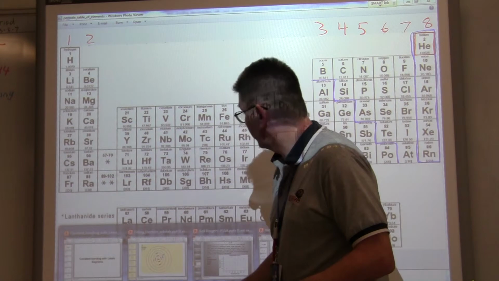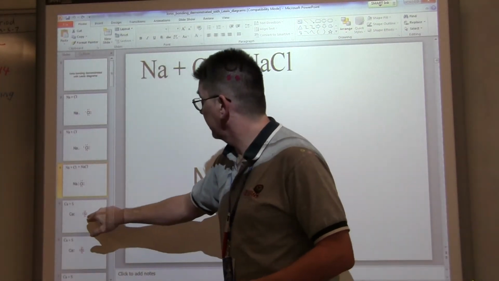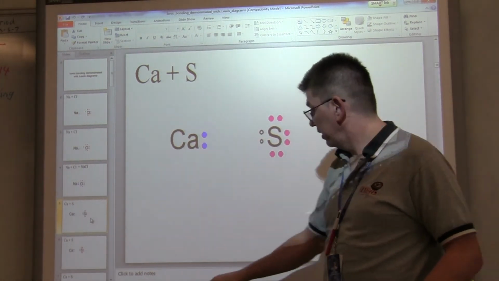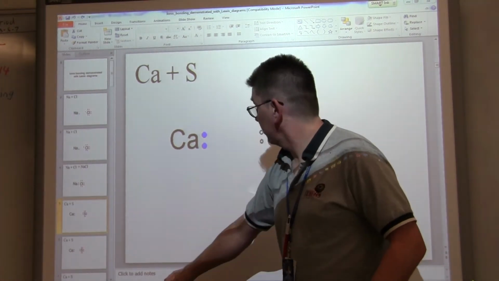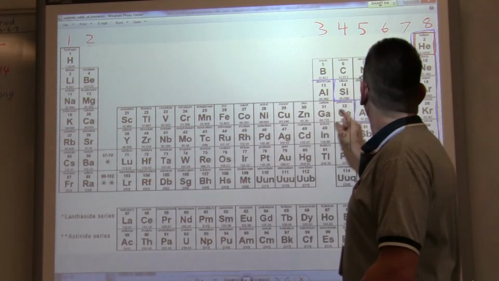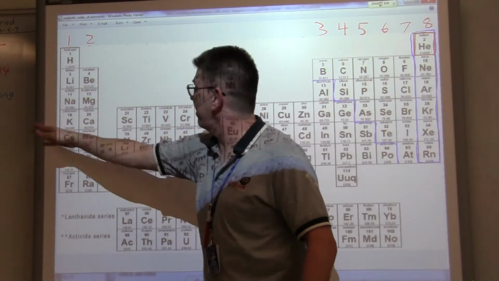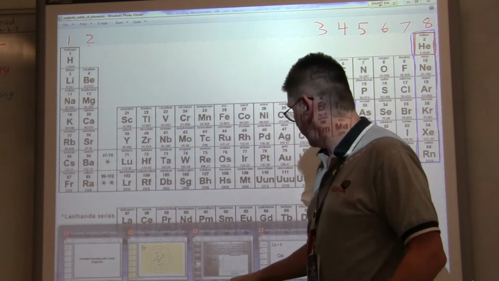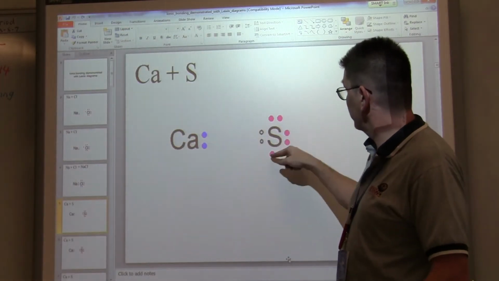So when I look at this, the sodium chloride, I can look at calcium and sulfur. Calcium being in the second group has 2, sulfur has 6. Sulfur needs 2. Calcium needs to get rid of those 2, so it'll have the full 8 behind it. So when we look at the bond, these 2 electrons are going to fill in here, 2, 4, 6, 8.